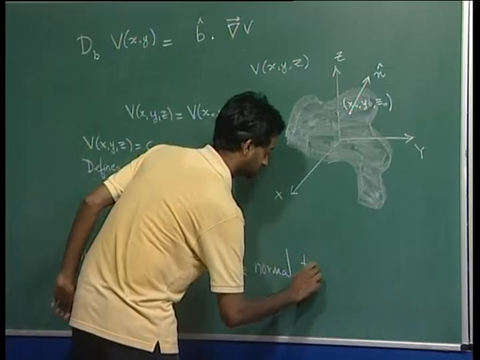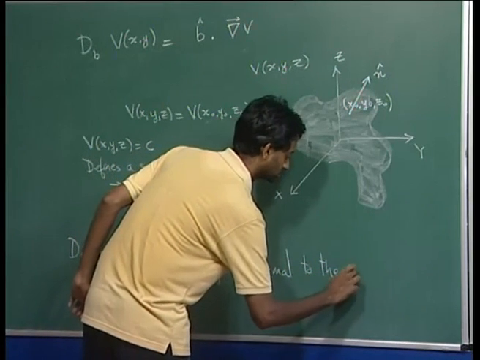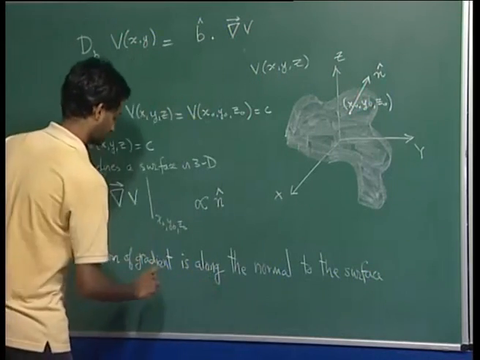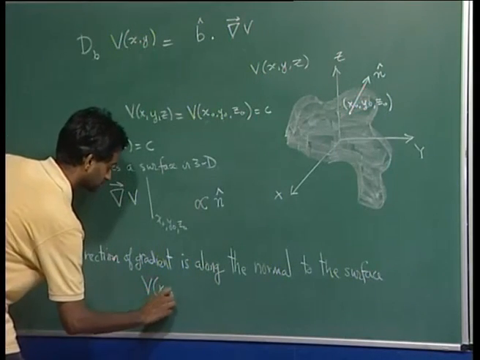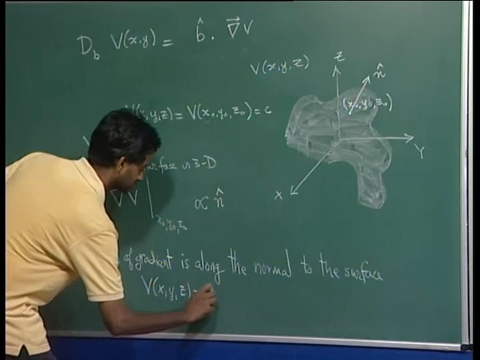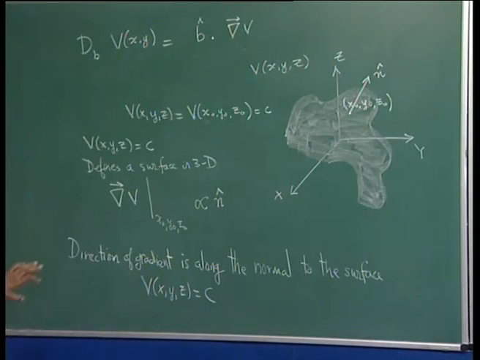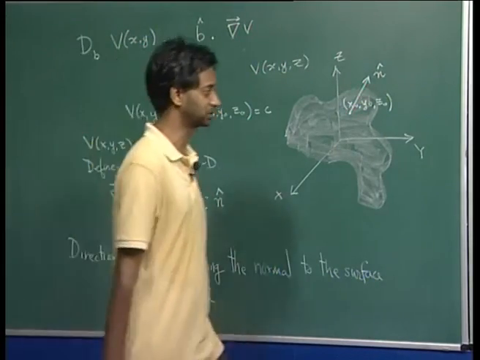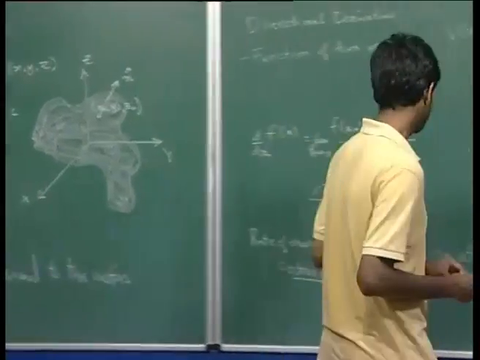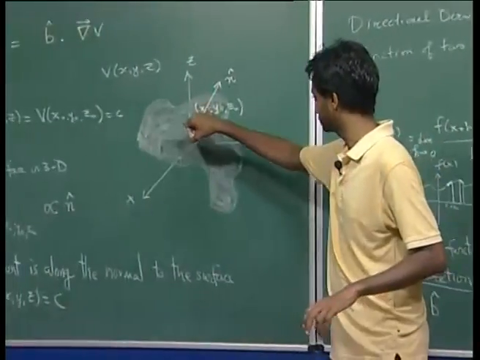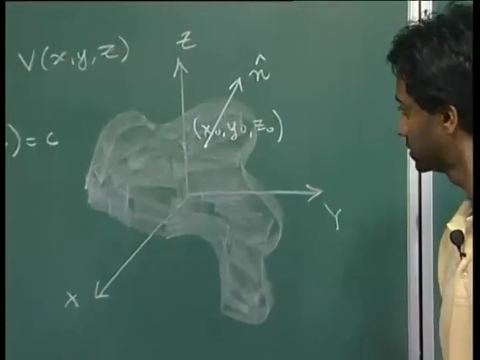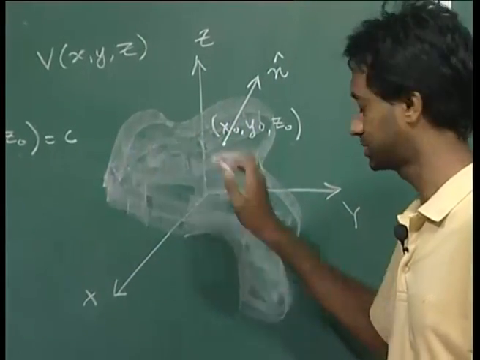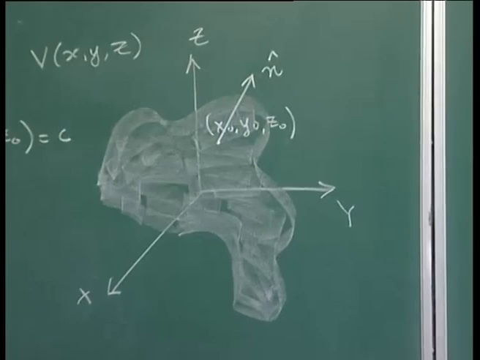Normal to the surface of constant V. So, the direction of the gradient is along the normal to the surface V of x, y, z equal to constant. And this surface, as we had already mentioned, passes through the point x0, y0, z0. So, at this point the direction of the gradient will be normal to this surface at x0, y0, z0.